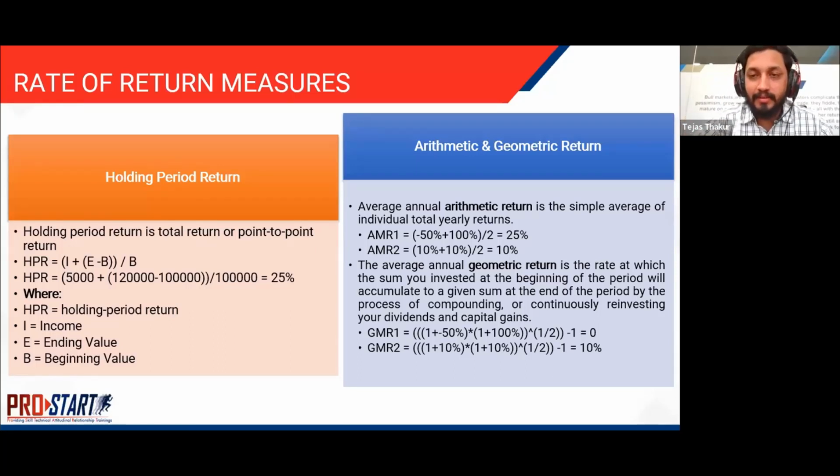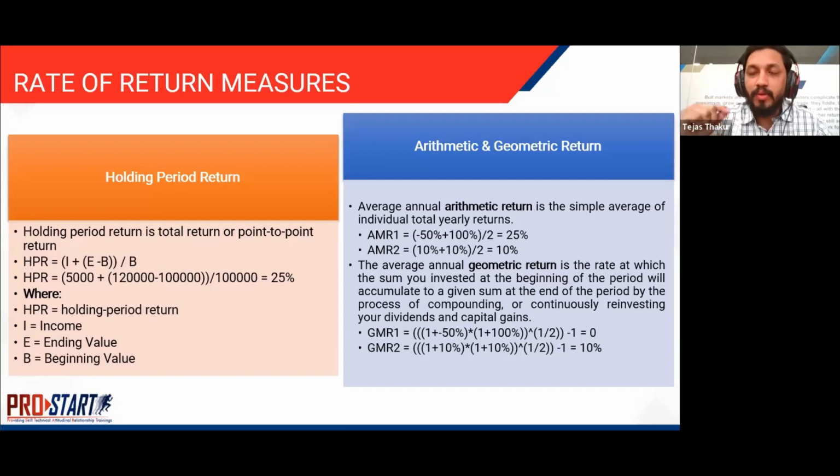So in this case, this is the calculation which I already did for you. GMR1, for the minus 50% and 100% portfolio returns, is 0. So actually the investor gets 0, because 100 becomes 50 and 50 again becomes 100, while GMR2 becomes 121, which on an annualized basis is 10% returns.